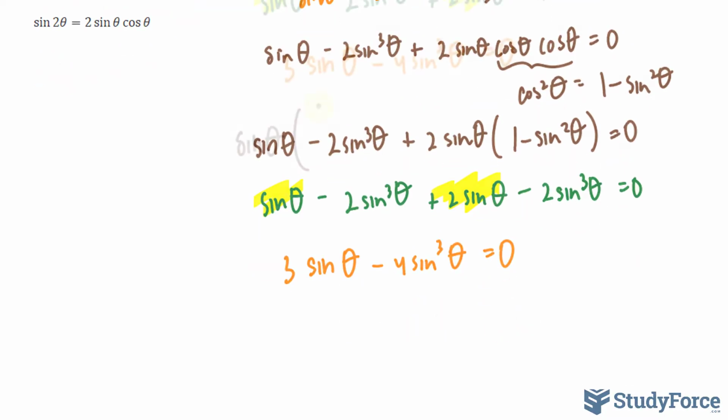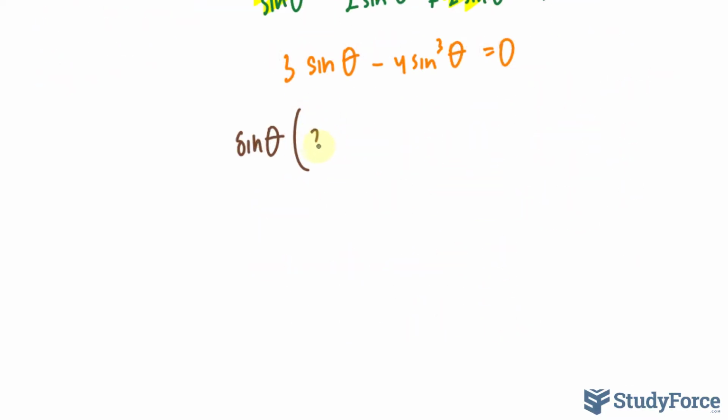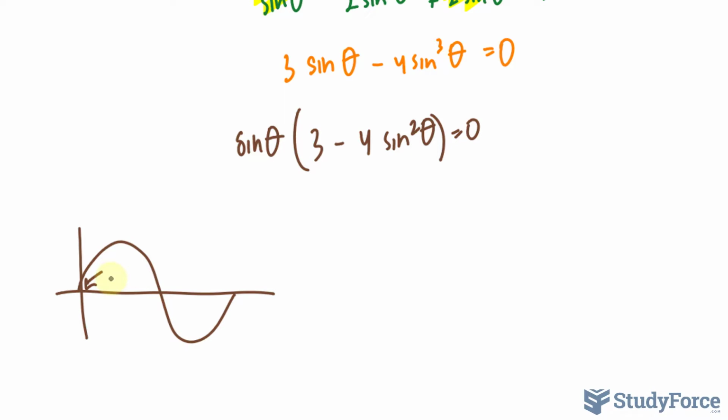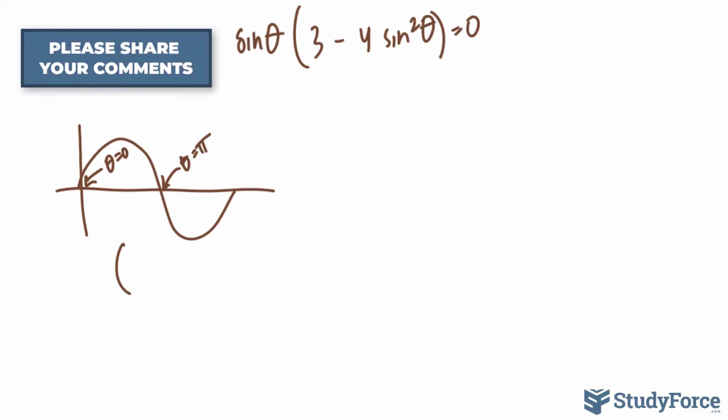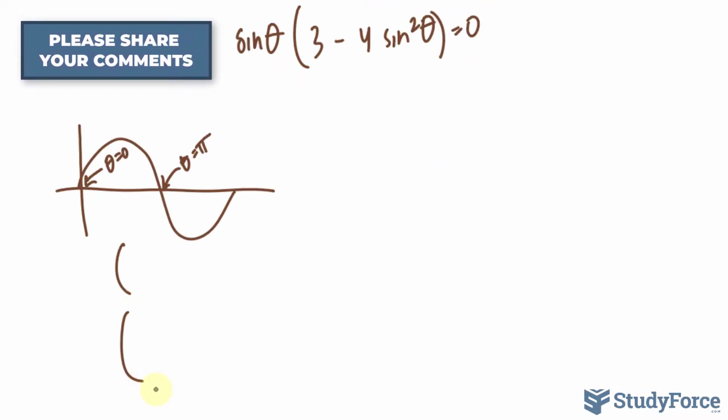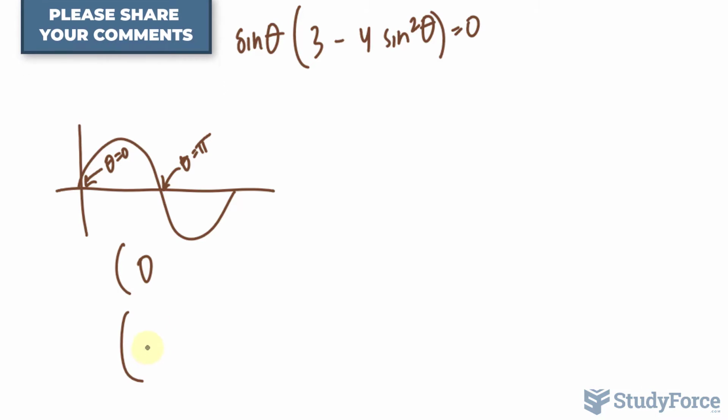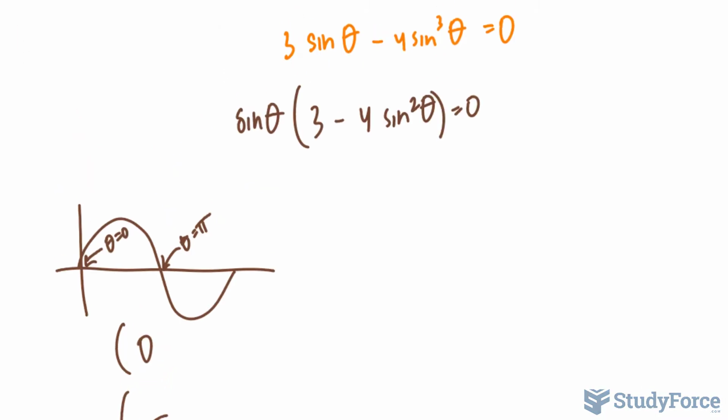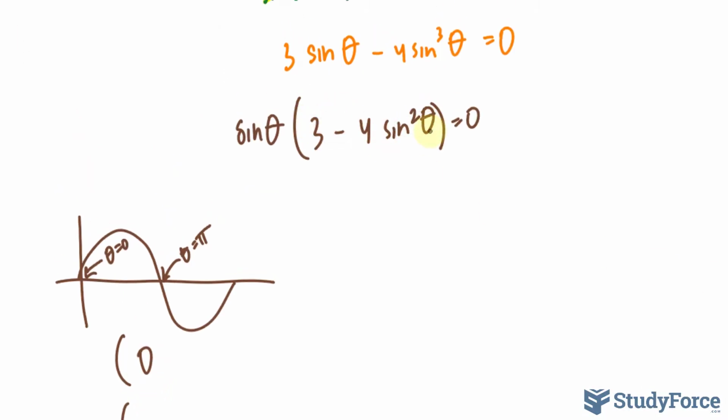Factoring out a sine, bracket 3 minus 4 sine squared theta is equal to 0. This factor, sine theta is equal to 0. Remember, sine equals 0 when theta is equal to 0 and when theta is equal to pi. So we have two x coordinates so far, which we will substitute back into the original equation momentarily, not right now. And now we'll set 3 minus 4 sine squared theta equal to 0.